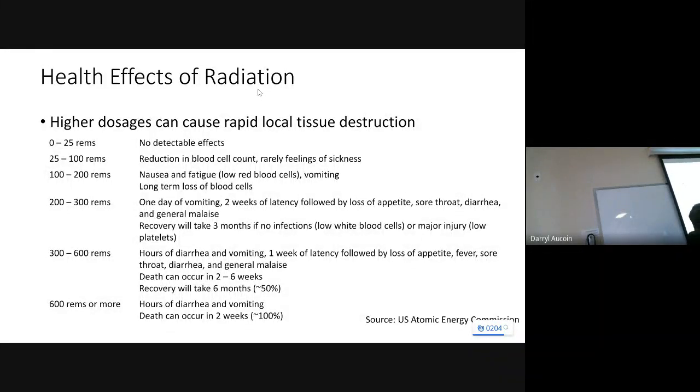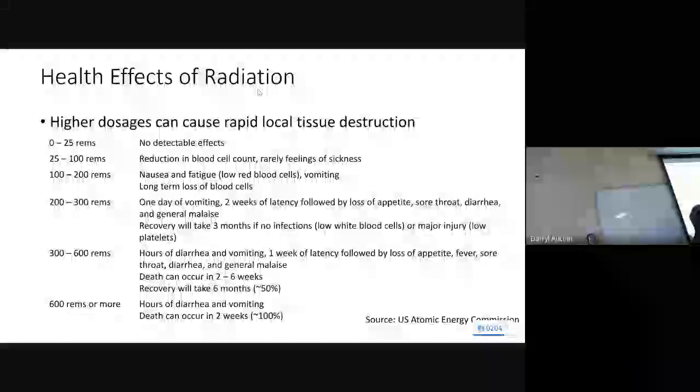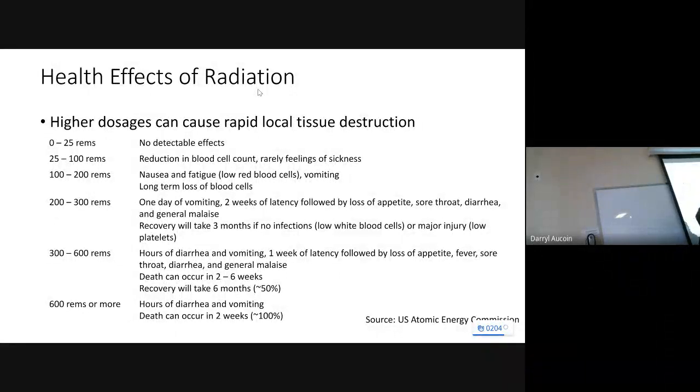And then really high doses are fatal relatively quickly or extremely quickly, again, depending on how high. But even for these other doses, there are 2 to 6 weeks where you may or may not make it, and then 6 months where you're going to recover.